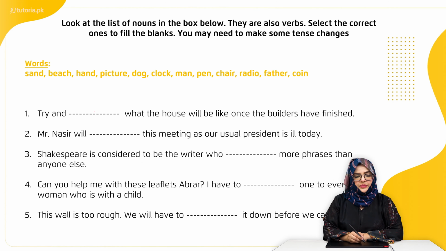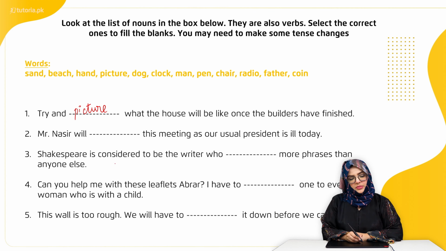So let's begin. First is, try and dash what the house will be like once the builders have finished. So it will be picture. Second is, Mr. Nasser will dash this meeting as our usual president is ill today. Will chair this meeting. Chair verb के तौर पे आएगा. Chair का मतलब होता है just like a chairman of some institute or company or organization.